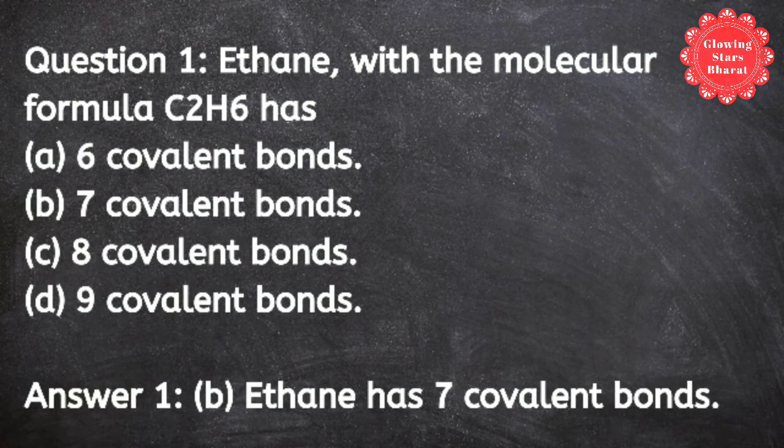Ethane with the molecular formula C2H6 has option A 6 covalent bonds, option B 7 covalent bonds, option C 8 covalent bonds, and option D 9 covalent bonds. Friends, in this question we choose the correct answer. So friends, answer is option B, ethane has 7 covalent bonds.